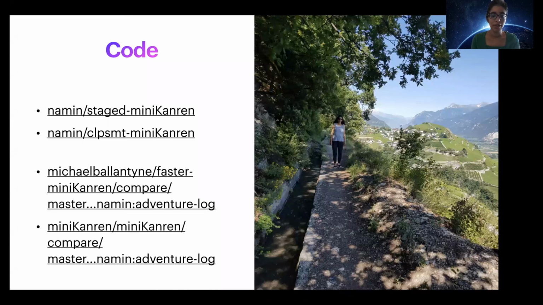So I hope you had fun in this adventure, and hopefully it's the start of many more to come. So in terms of the code, the stageminiKanren repo is here, and the CLP-SMT miniKanren repo is here. And I've also created those branches at ventralog on both fastminiKanren and the canonical miniKanren, so that you can experiment with adding your own things to the state object.